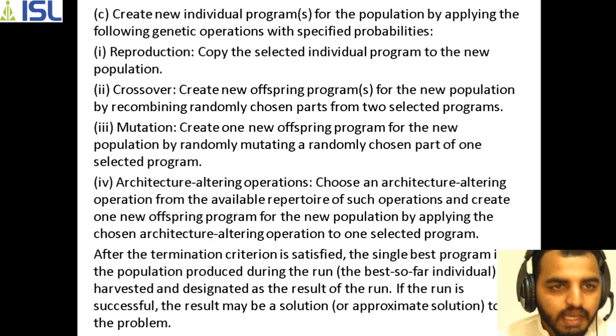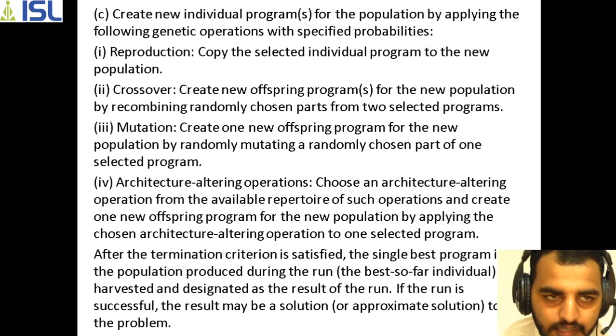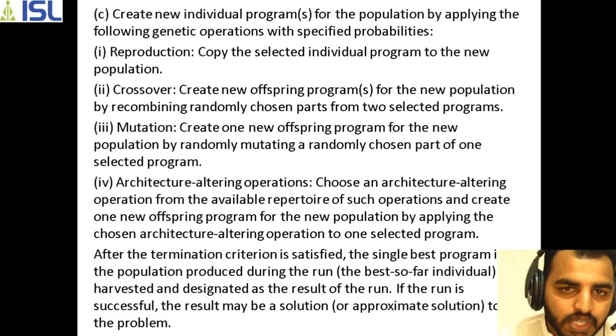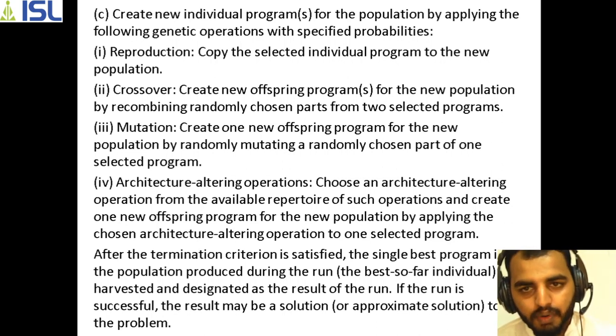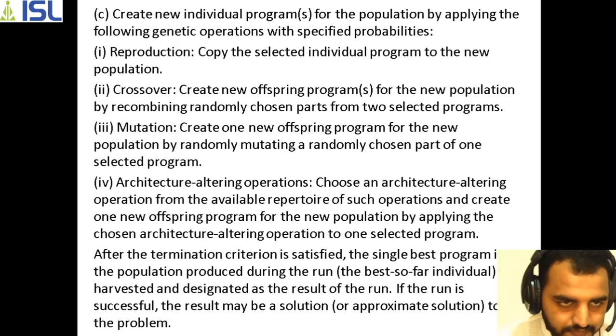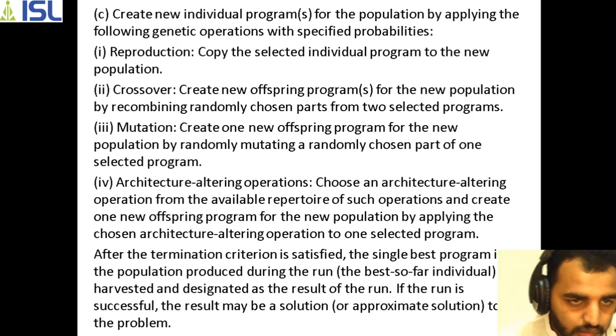Now, create an individual program for the population by applying the following genetic operations with specified probabilities. What is the first one? The first one is reproduction, which means copying the selected individual program to the new population. The second one is crossover. What do you mean by this crossover?